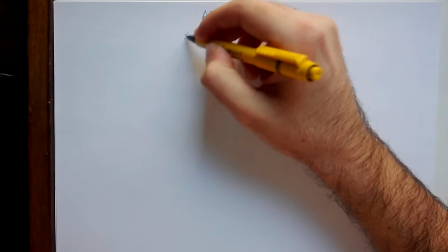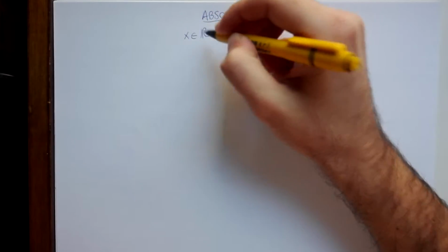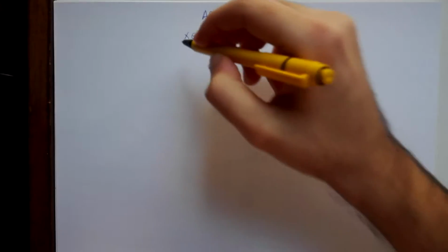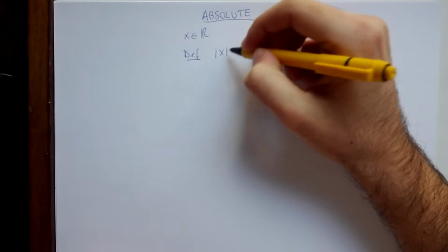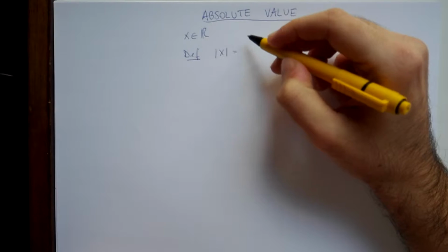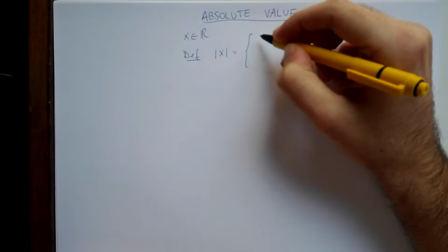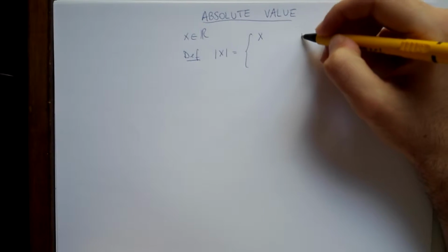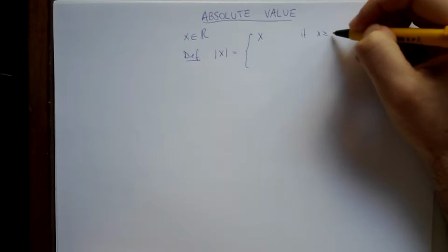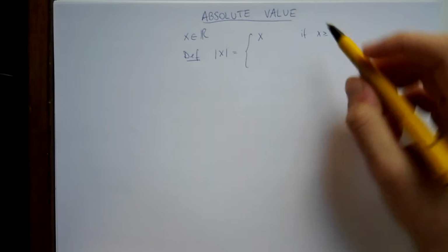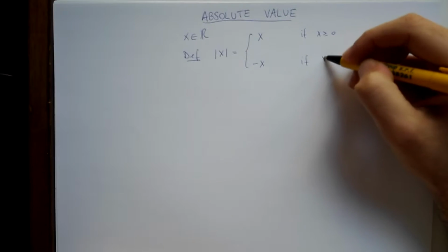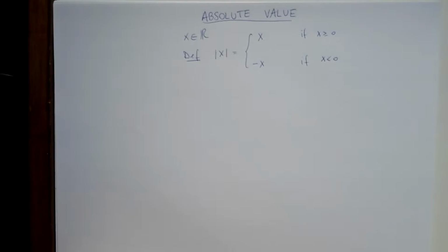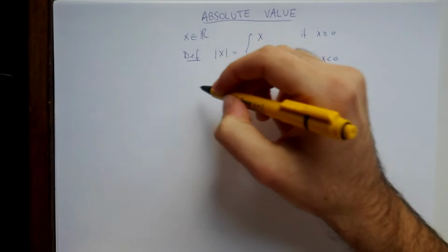So let x be a real number. We define the absolute value of x as that number that is x if x is greater or equal to 0, or minus x in the other case. Let's see some examples.